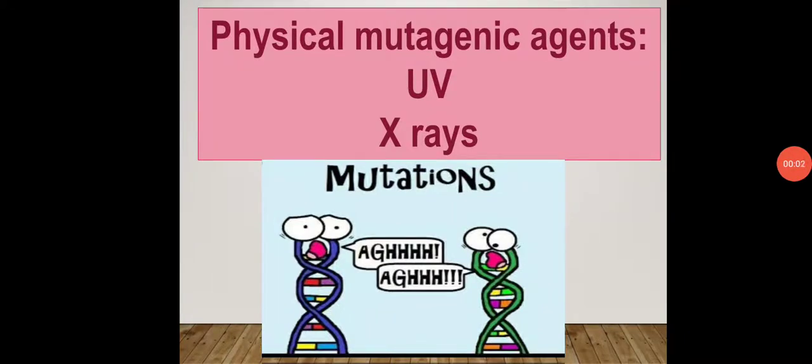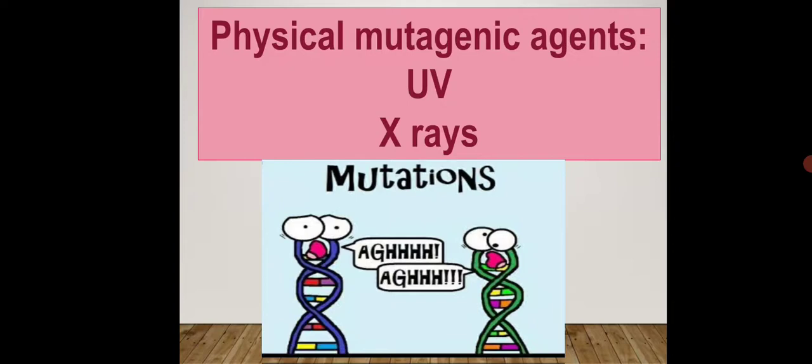Hello dear students. In this lecture we are going to see the point called physical mutagenic agents, which include UV and X-rays. Mutagens are the agents which are responsible for causing mutation. These agents may be of physical type or chemical type. So first, we will discuss the physical mutagenic agents.